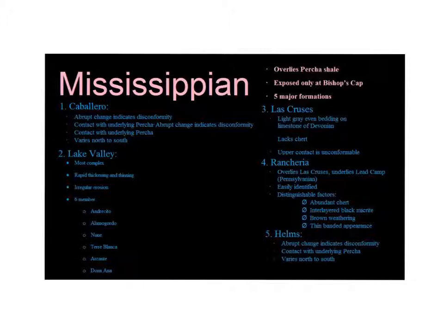The Caballero has an abrupt change and indicates disconformity. This one has a contact with the underlying Percha and varies from north to south.